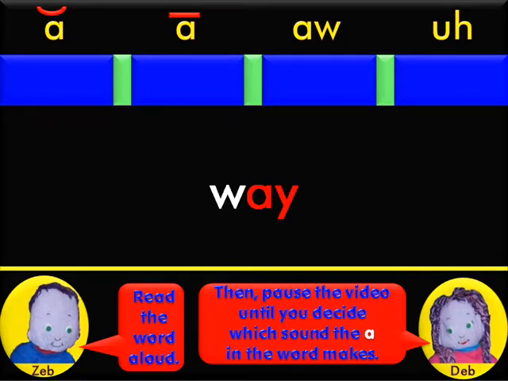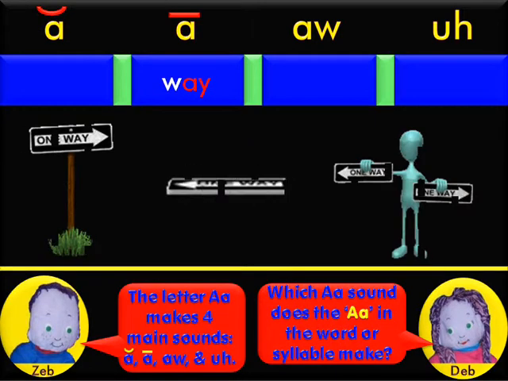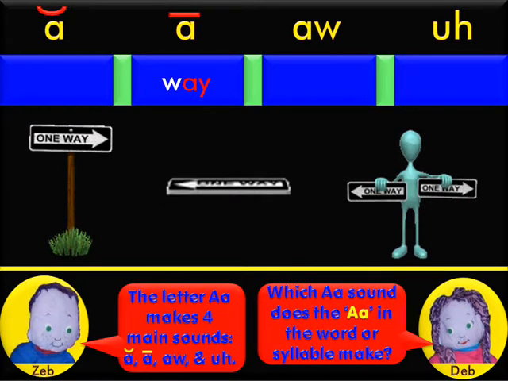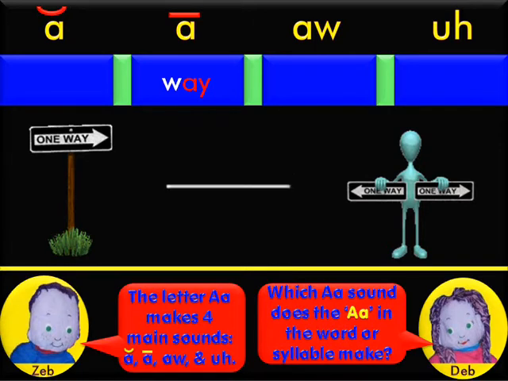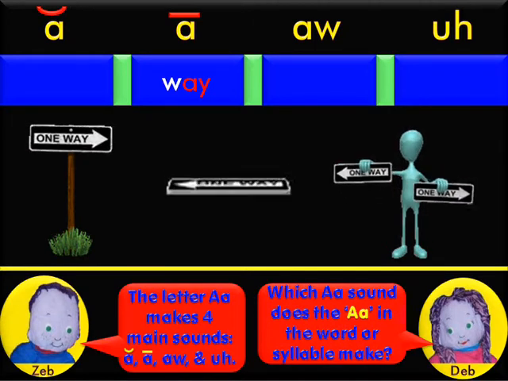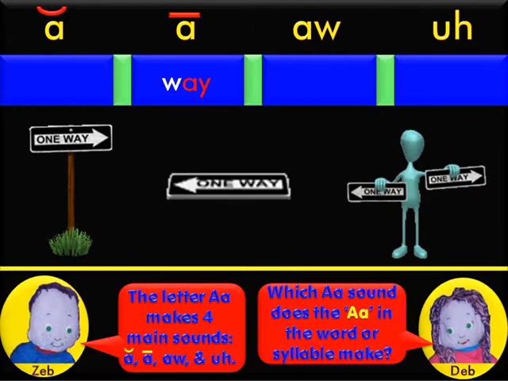Repeat after me. Way. Which slot does it float into? Pause the video until you figure it out. Read the word with me. Way. Which slot does it float into? Did you get it right? Well, then I won't have to say, no way, you messed up. Now notice our road signs. They're all one-way road signs.